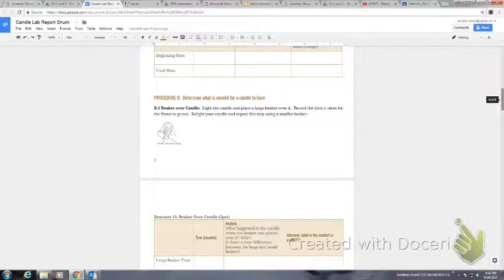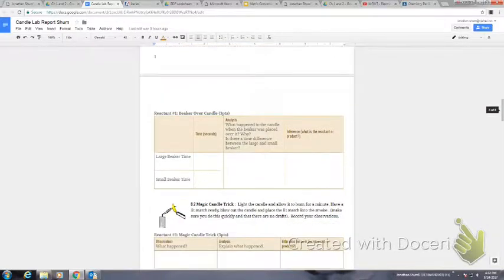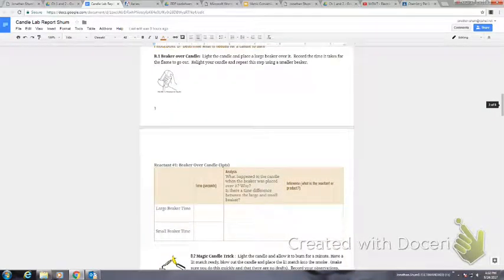So let's go look at procedure B1. In procedure B1, you took a look at a candle flame in the beaker, and you saw how long it took to extinguish. And hopefully what you determined there was one of the reactants. What you should have seen was that the bigger beaker required more time for the flame to extinguish. And this is probably because there's more air, specifically oxygen. And so what you've determined is that oxygen is one of the reactants.